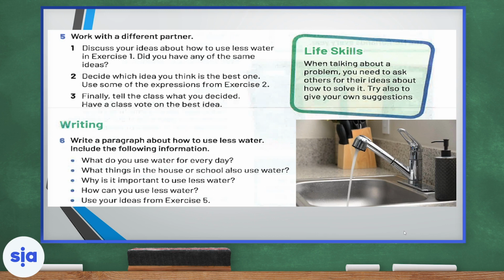As for life skills, when talking about a problem, you need to ask others for their ideas about how to solve it. Try also to give your own suggestion.